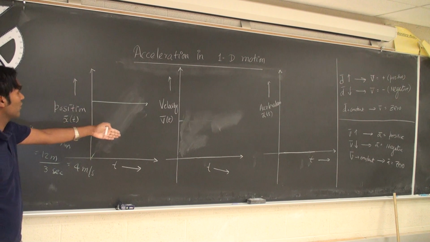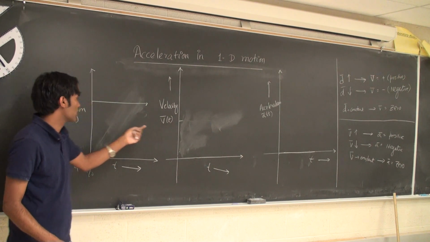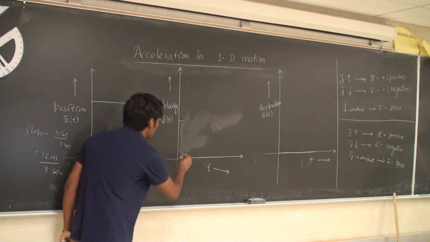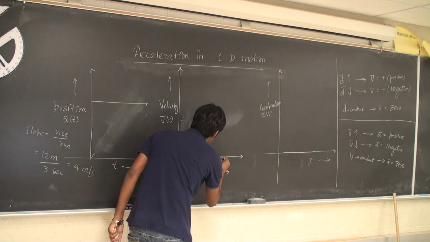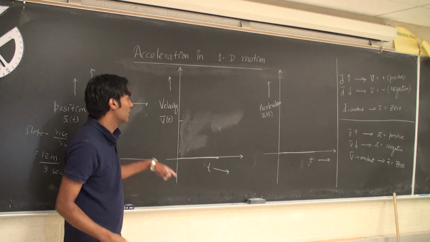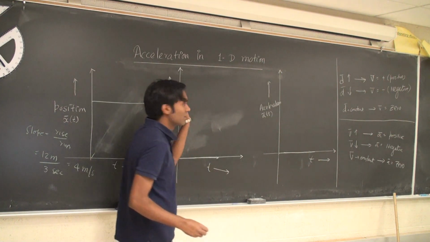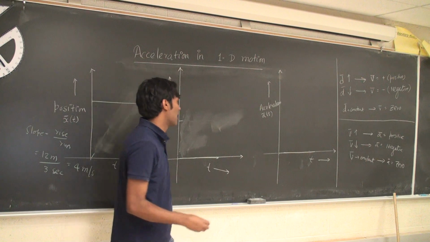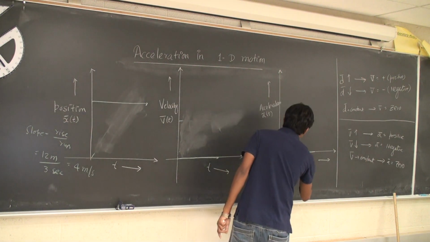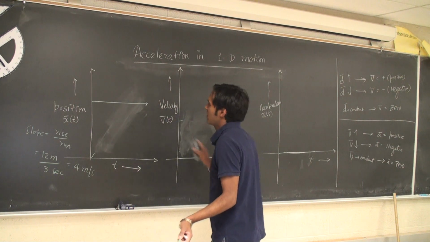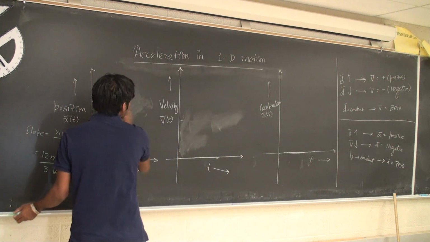Now, what about the velocity versus time graph? Just look at the slope of this line. The slope of this line is 0. That's why the velocity versus time graph will be simply this line. And the acceleration versus time graph will also be 0, because acceleration is the slope of the velocity versus time graph, and that is still 0. So this is a very simple case. Now let's consider another case.